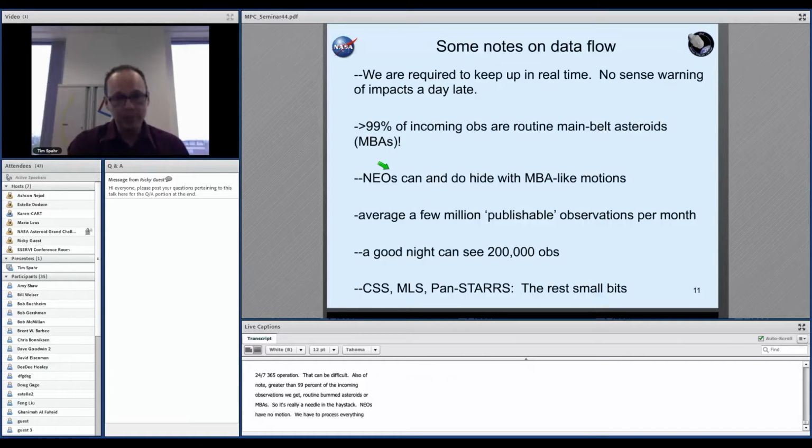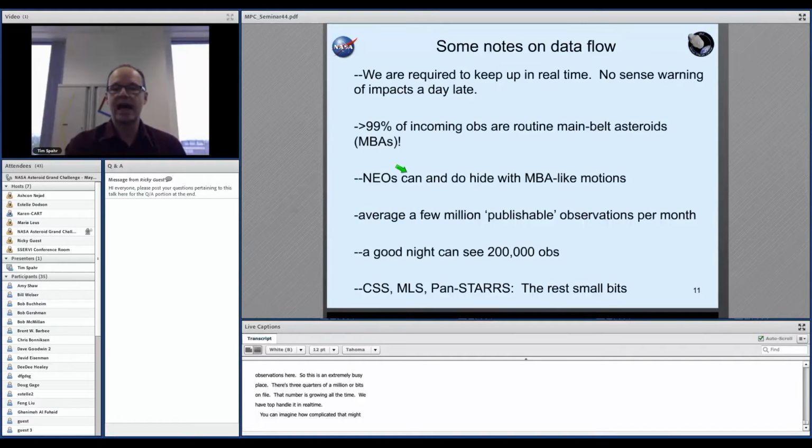We average a few million publishable observations a month. This means observations that I could confirm matched known objects or were new objects with sufficient information to announce. On a really good night, we can receive 200,000 observations here. So this is an extremely busy place. There's 750,000 orbits on file, and that number is growing all the time. We have to handle it in real time. You can imagine how complicated that might be.